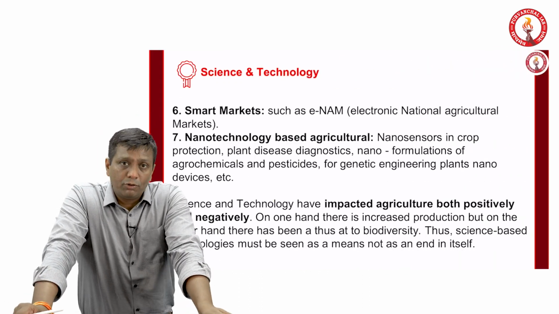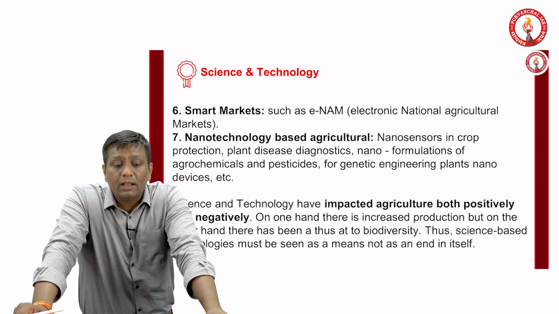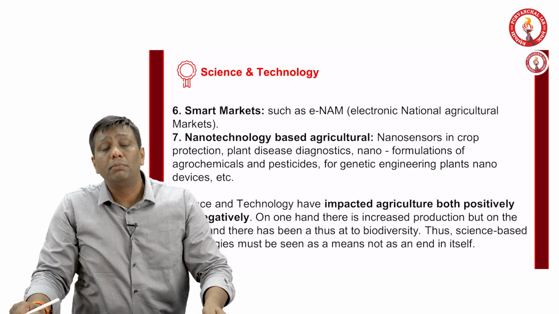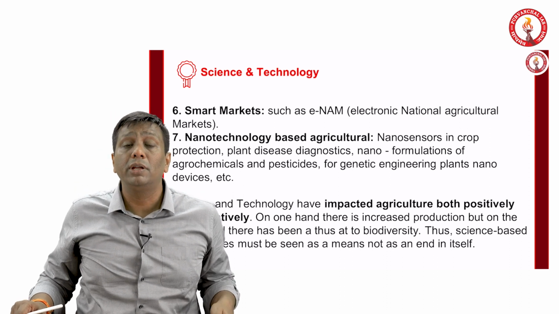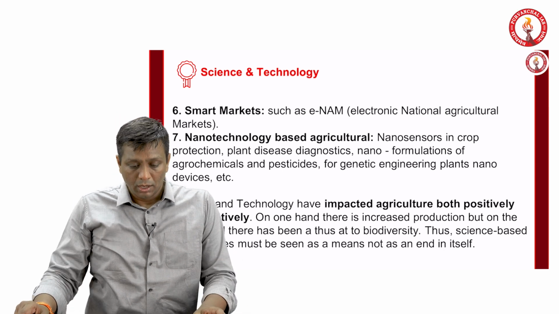Smart market, you must have to prepare. What is the rate of prices? eNAM, Electronic National Agriculture Markets. It will really help the farmers to see the market values of the products. Now there are intermediaries, they are coming to your places and they are going to cheat you.